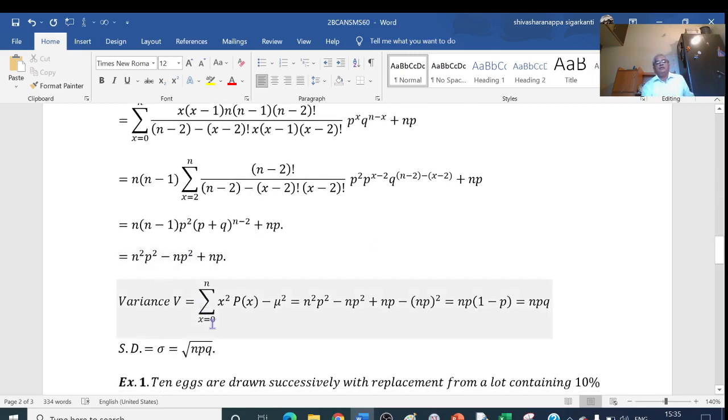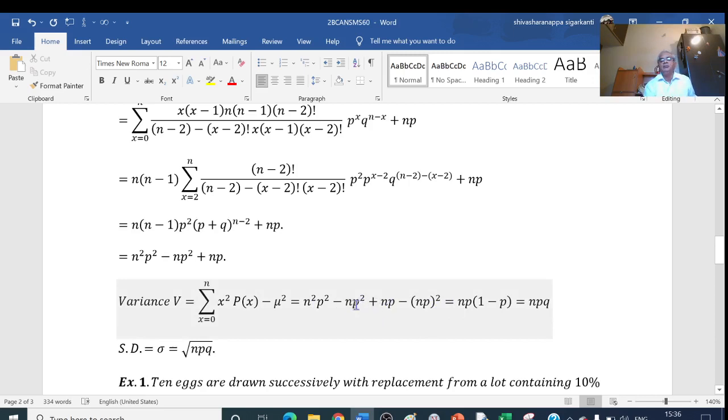variance is given by summation x square px minus mu square. This is equal to summation x square px, which is given by n square p square minus np square plus np, minus mu square. Already I have got mu equal to n into p. Mu square is np square, that is n square p square. Now this n square p square gets cancelled. What remains is minus np square plus np.